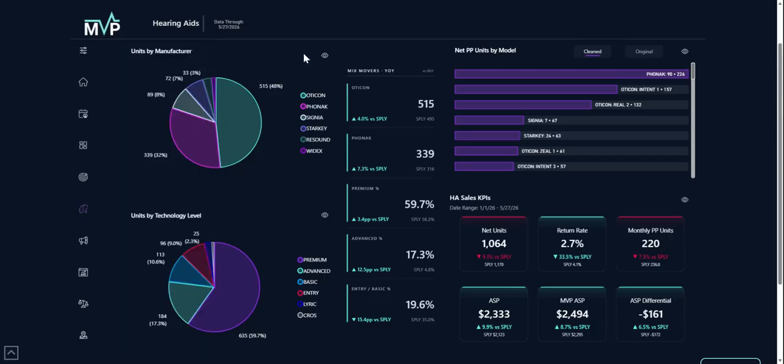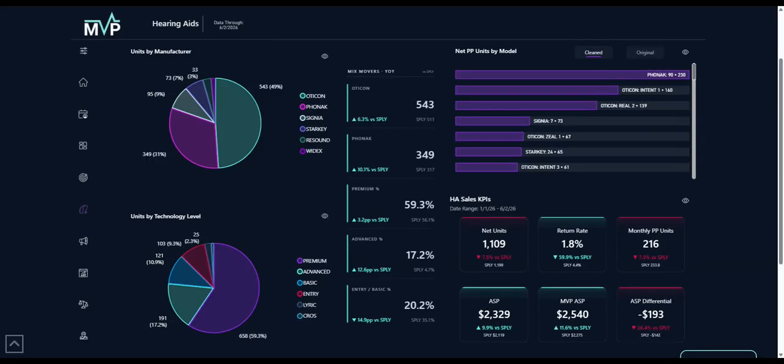Overall, the hearing aids module provides a comprehensive view of hearing aid performance combining product mix analysis, technology adoption trends, benchmarking, and pricing intelligence into a single location. It is designed to help you make more informed decisions around inventory and pricing strategy.